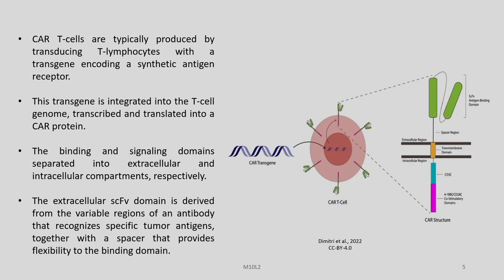CAR T cells are typically produced by transducing T lymphocytes with a transgene encoding a synthetic antigen receptor. This transgene is integrated into the T cell genome, transcribed and translated into a CAR protein. So you can see this transgene, and this is the CAR T cell to which this gene is transferred, and you can see the translated product on the right. The binding and signaling domains are separated into extracellular and intracellular compartments respectively.